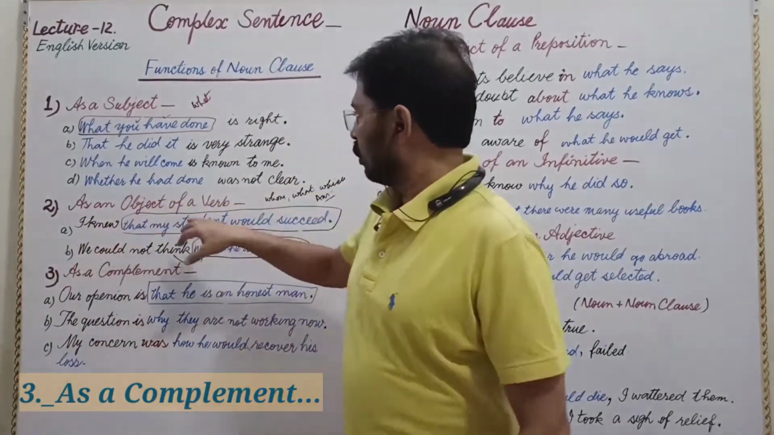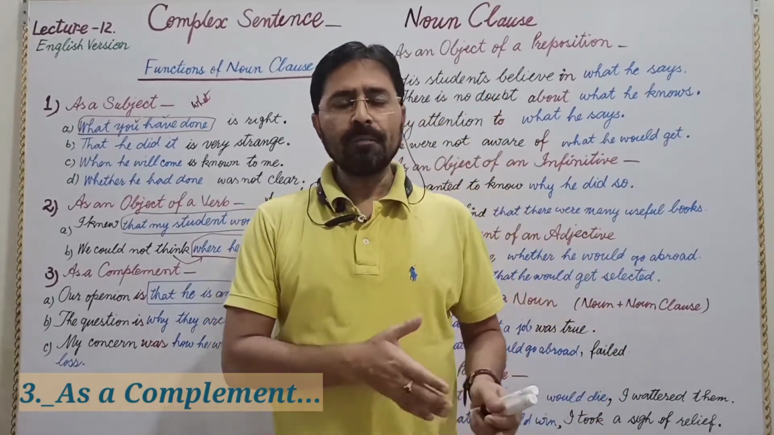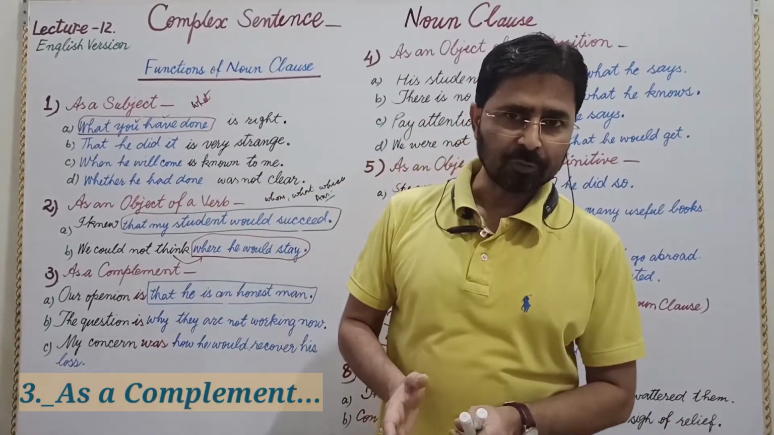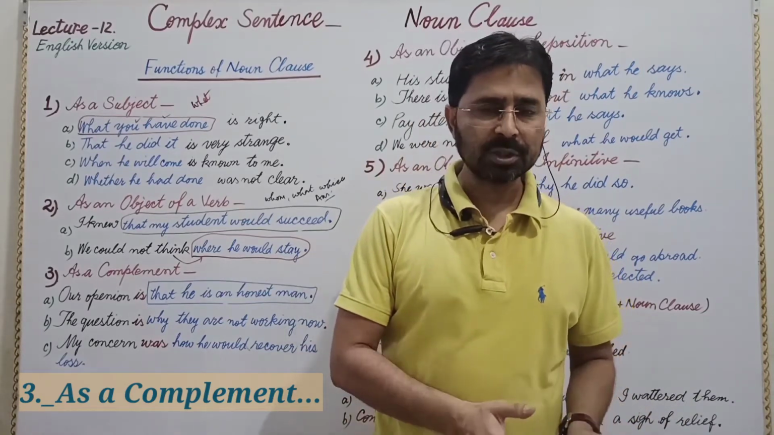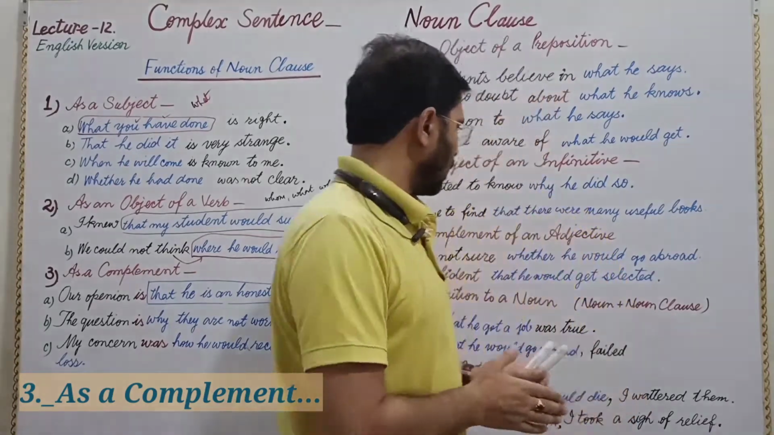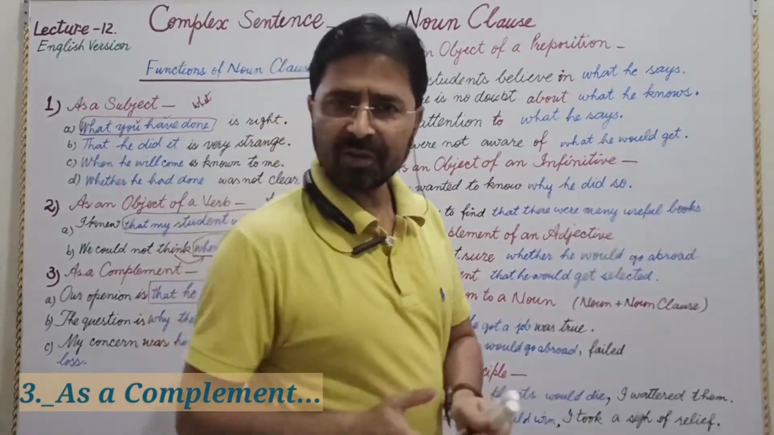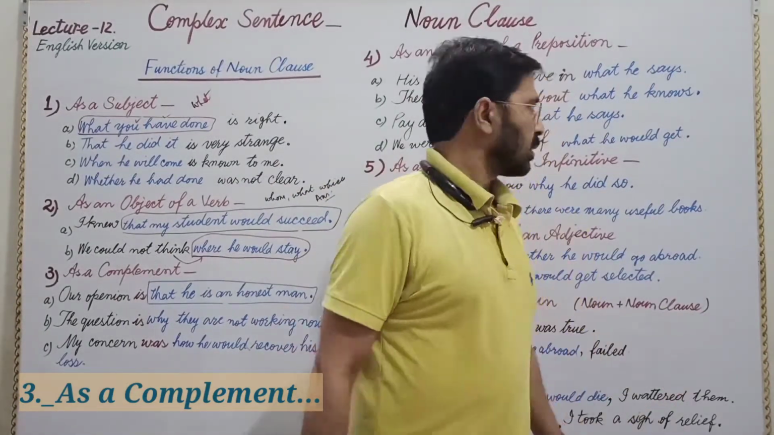Now you have gone through from this point, what is an object? Object may be of many things. If it is placed after a verb, it is called object of a verb. If it is placed after a preposition, then it will be called object of a preposition. And if it is placed after an infinitive, it will be called object of an infinitive, and we will use it.